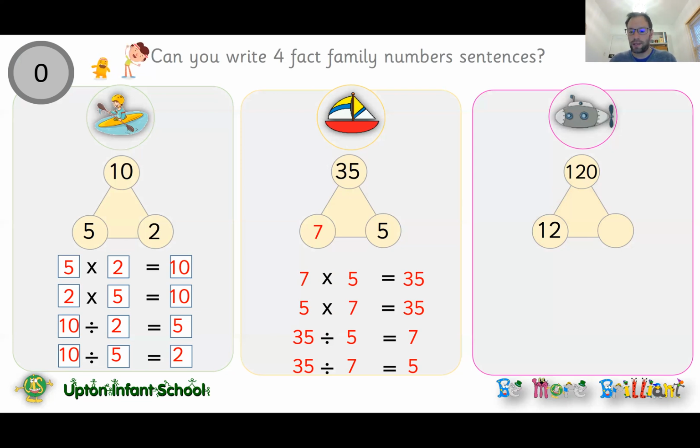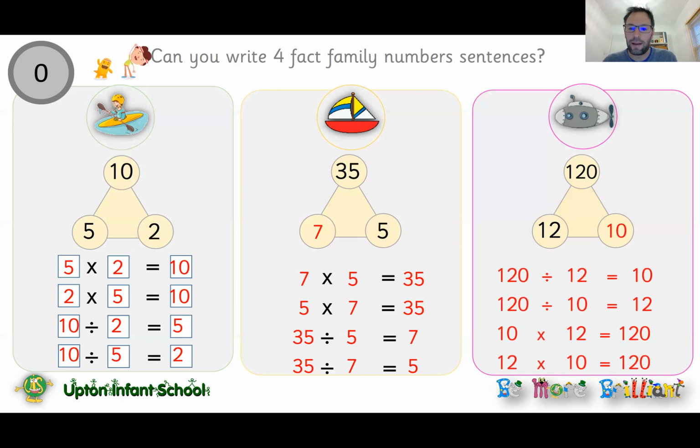The missing number this time was 10. 120 divided by 12 is 10. 120 divided by 10 is 12. 10 times 12 is 120, and 12 times 10 is 120. Well done if you've got the number sentences. Doesn't matter if you've got them in a different order. Super work, everybody. Hopefully your maths brains are warmed up.